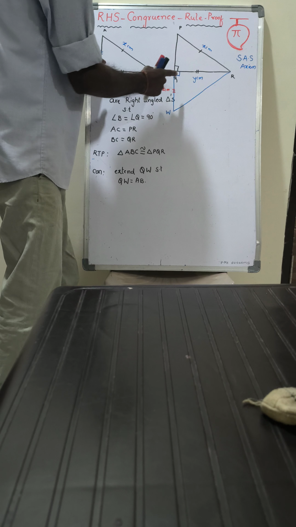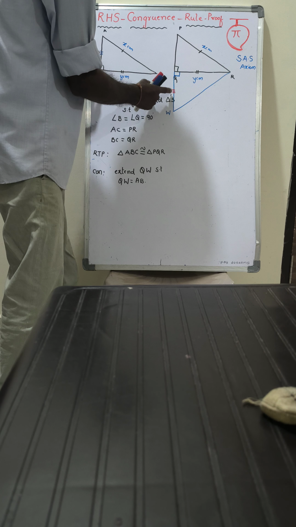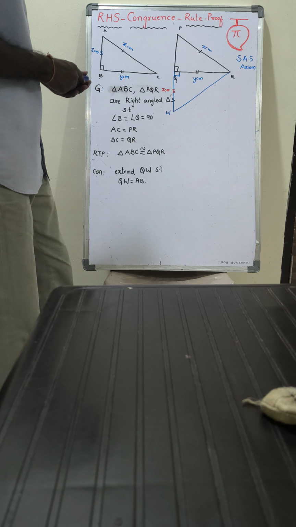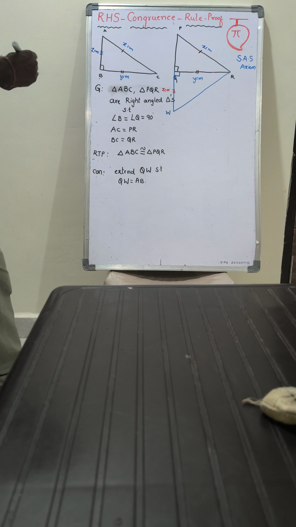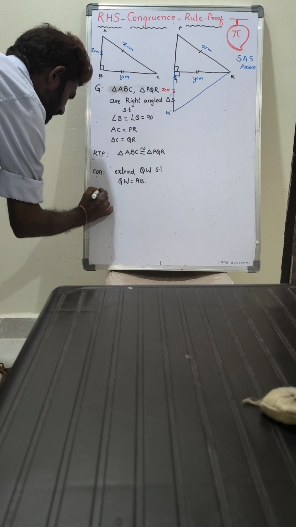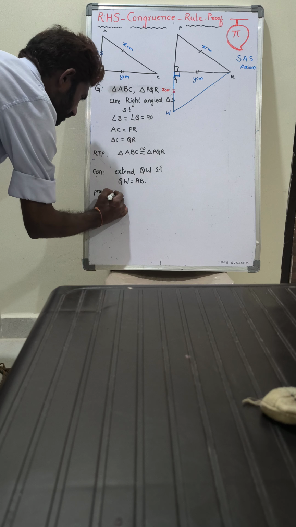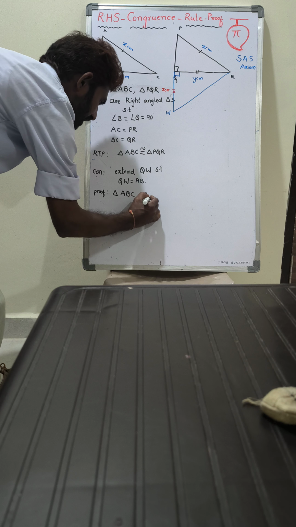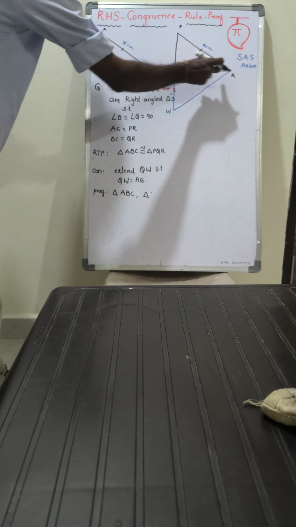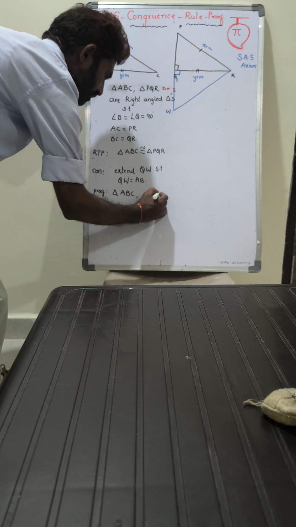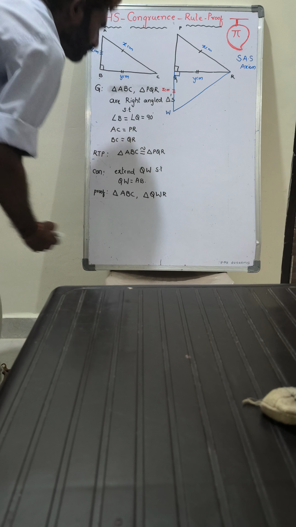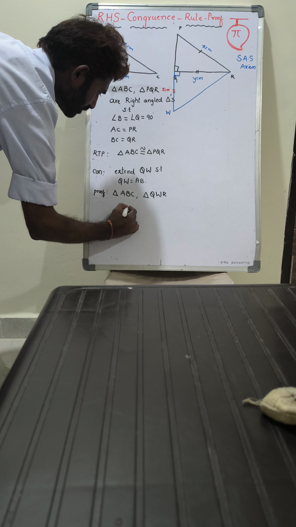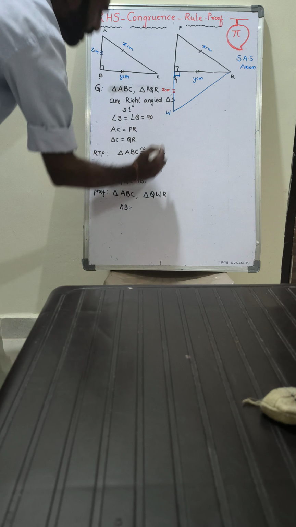By side angle side, by SAS, these two triangles are congruent. So I am going to write the proof here. Which two triangles am I taking? Triangle ABC, triangle WQR. This is the new triangle I am going to take. So in that, AB is equal to QW.